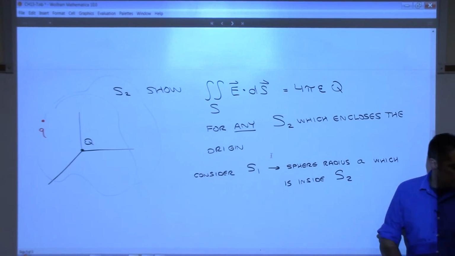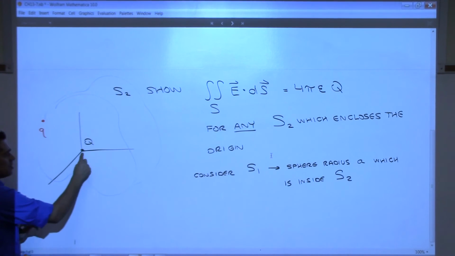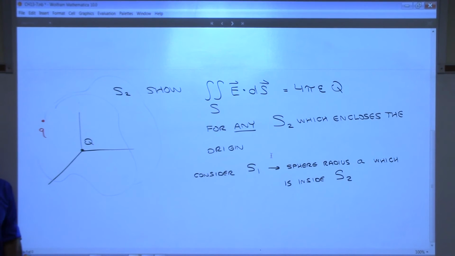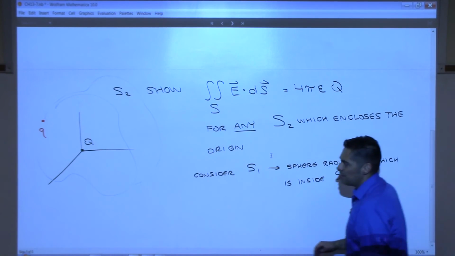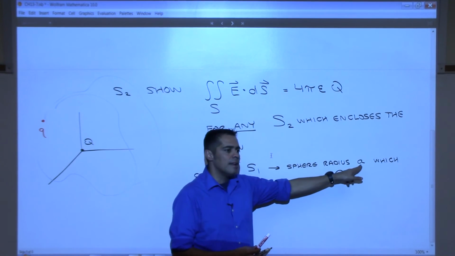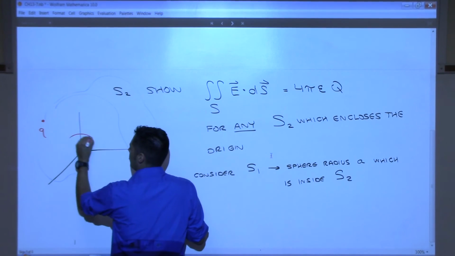So do you agree that if somebody gives me a surface that encloses the origin but does not actually touch the origin, that I can always find a small enough sphere to fit inside of S2? You have to agree with that. Okay. So this inside of here might be really small, but I pick a radius which is going to make it small enough to fit inside. So here I go. Here's my sphere sitting inside. That's S1.